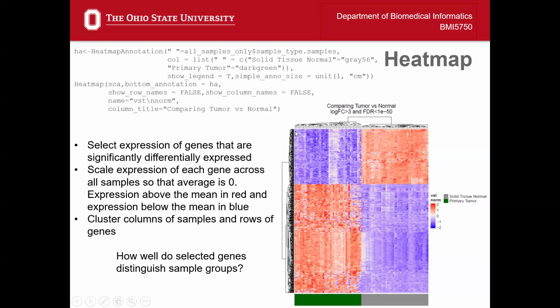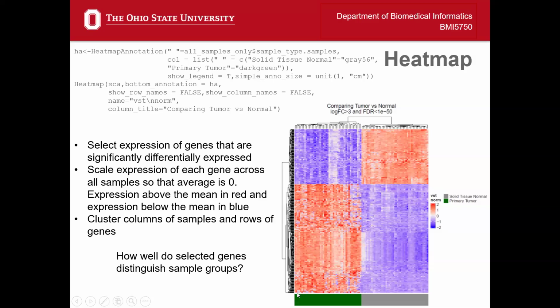The other thing we do in a heat map is we cluster our samples. So samples are columns here, so that samples that have a similar expression profile for our selected genes are put closer together. We also cluster our genes across the rows, so that gene A has a similar profile to gene B, they're going to be put closer together.